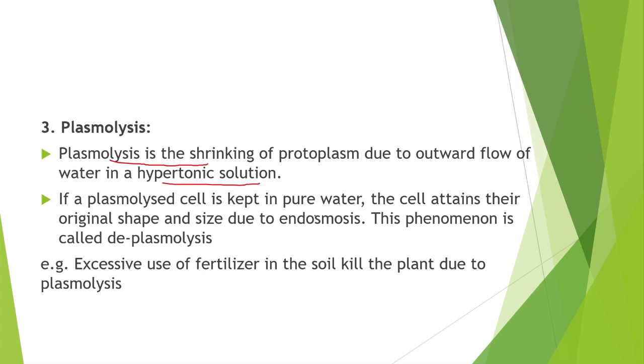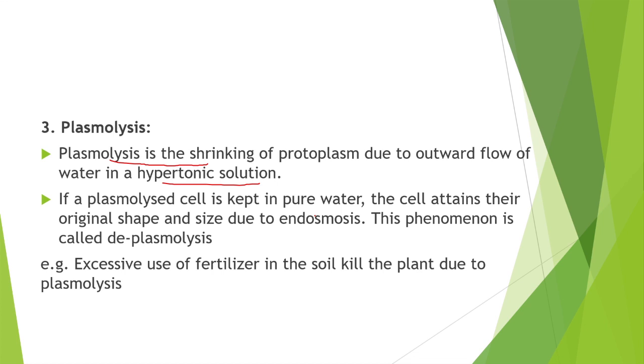When the external solution has a higher solute concentration compared to the body fluid, it is known as a hypertonic solution. When the body fluid has a high solute concentration, it is known as a hypotonic solution. In a hypotonic solution, swelling of the cell occurs, and in a hypertonic solution, the cell shrinks. And in an isotonic solution, both the cell and the external solution have the same solute concentration, and the cell remains as it is.